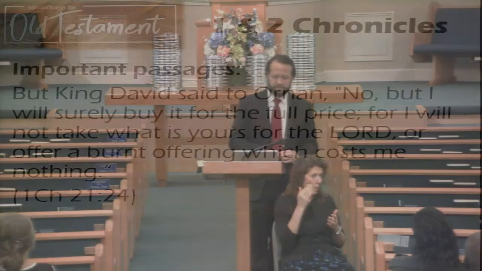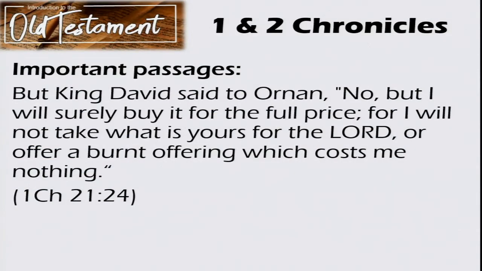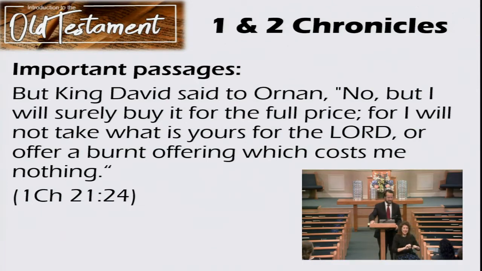But in First Chronicles 21, but King David said to Ornan, "No, but I will surely buy it for the full price. For I will not take what is yours for the Lord, or offer a burnt offering which costs me nothing." Another snippet from the life of David. If you turn to 1 Chronicles chapter 21, what was David wanting to do? He wanted to make a sacrifice, but what was he? Yes. He's wanting to purchase this threshing floor.